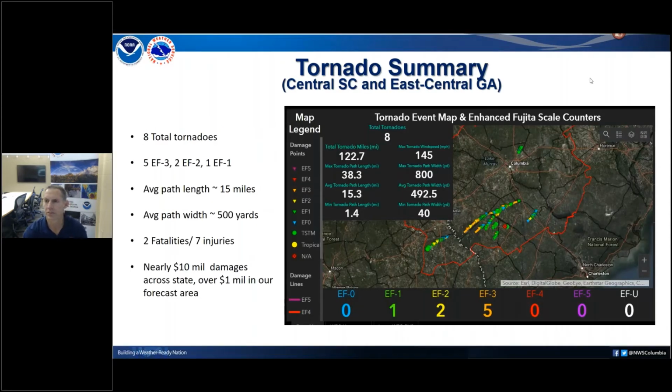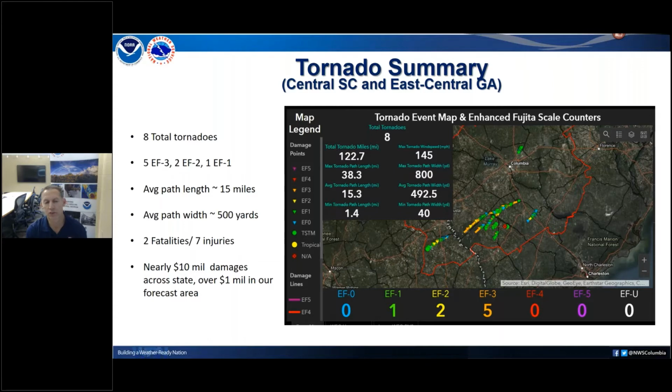So if you look here, this is a map of the summary across our area. You see in total we had 8 tornadoes across our area. 5 of those were EF3 rated, 2 EF2 and 1 EF1. The average path length for these tornadoes was about 15 miles, which is quite a long path length considering our normal tornadoes that we have in our area usually aren't near that long. The average path width was about 500 yards.